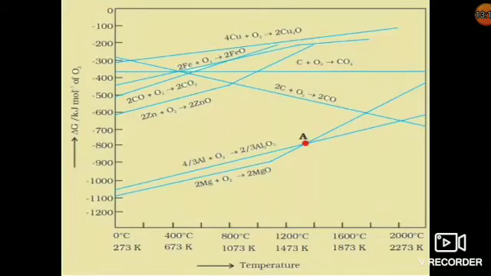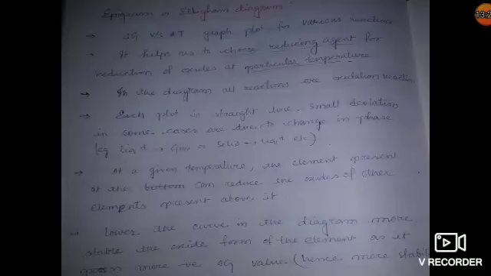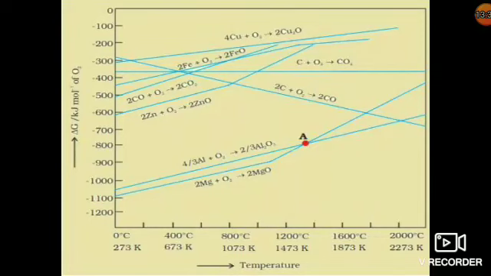See here, zinc plus oxygen forming zinc oxide, carbon plus oxygen forming carbon monoxide, magnesium plus oxygen forming magnesium oxide. So all the reactions presented here are oxidation reactions. Each plot is a straight line. Many of the plots are straight lines, but in some cases you get a small deviation. A few plots have a small deviation. Now why does this deviation occur? This deviation occurs because of phase transition.